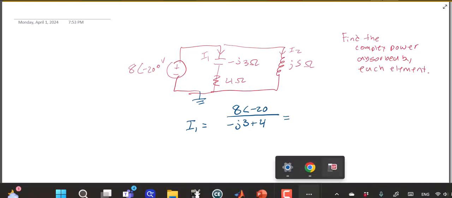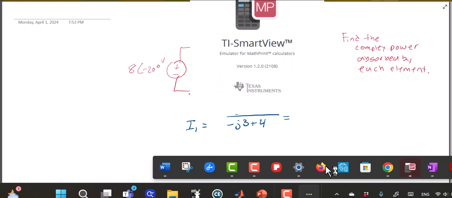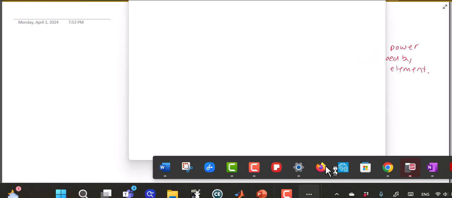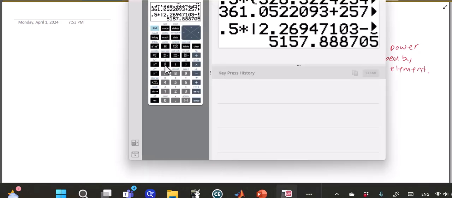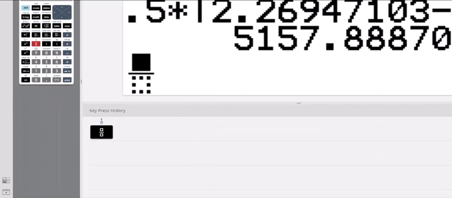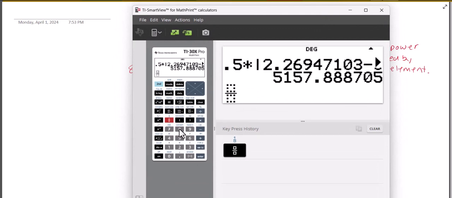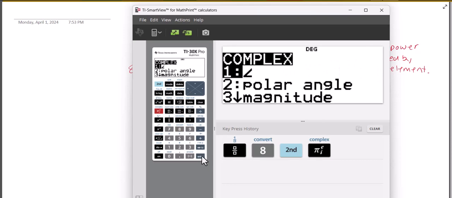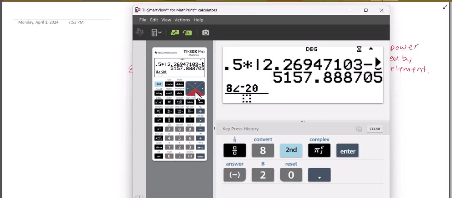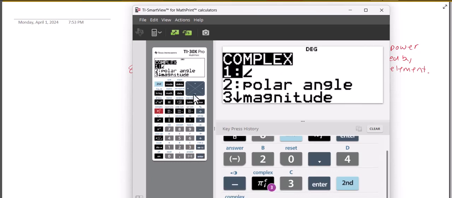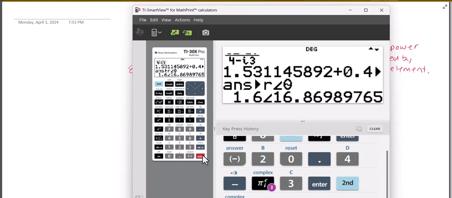equals 8 angle negative 20 over 4 minus J3, which equals, I'll change that to polar, 1.6 angle 16.87.